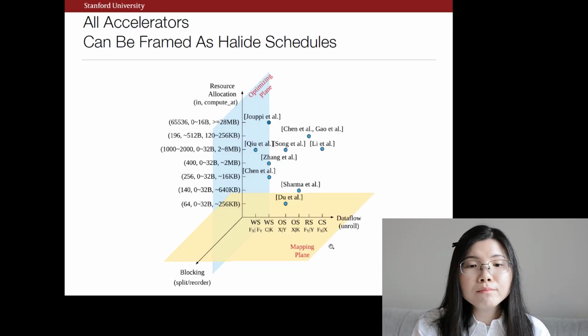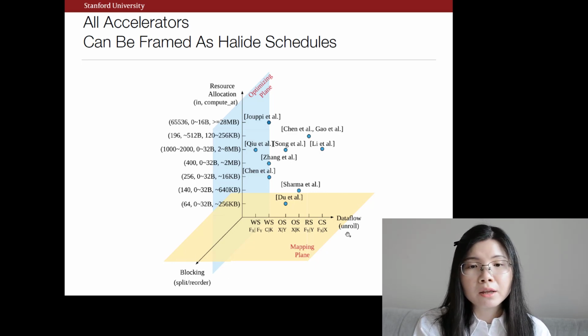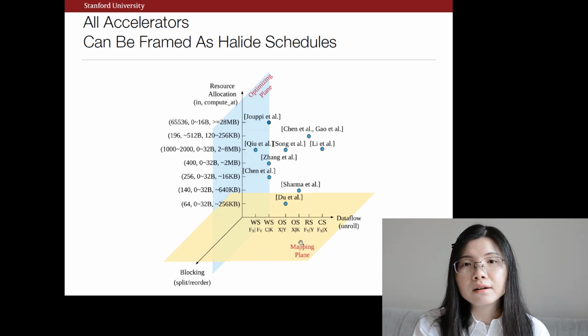In such a way, we map Halide scheduling primitives to the 3 dimensions. We can optimize along different axes by using corresponding schedule primitives. For example, we can optimize blocking by split and reorder primitives. We can optimize data flow by the unroll primitive, and we can optimize resource allocation by in and compute_at. Previous designs have focused on data flow and blocking, which explore the choices in the yellow mapping plane. Later, we are going to show that the blue optimizing plane actually has a larger variance.